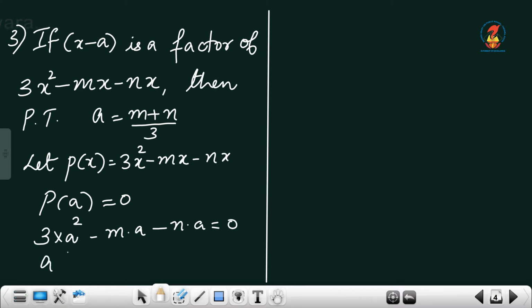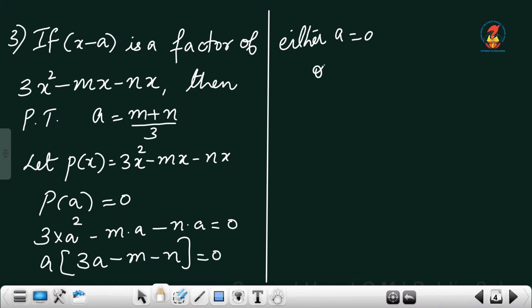We can take out a from this. a into (3a minus m minus n) equal to 0. This means that either a equal to 0 or 3a minus m minus n equal to 0. Product of two numbers equal to 0 means either the first one equal to 0 or the second one equal to 0. So either a equal to 0 or 3a minus m minus n equal to 0.